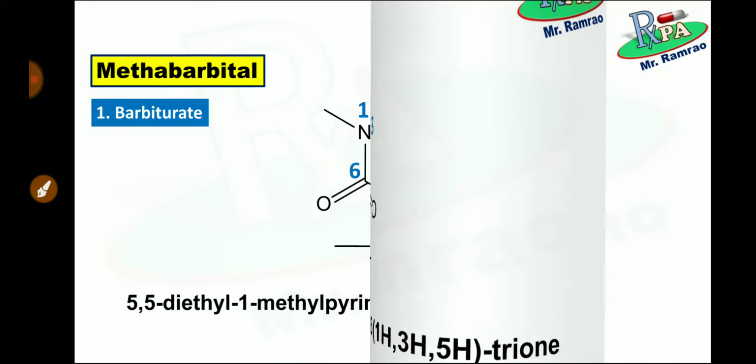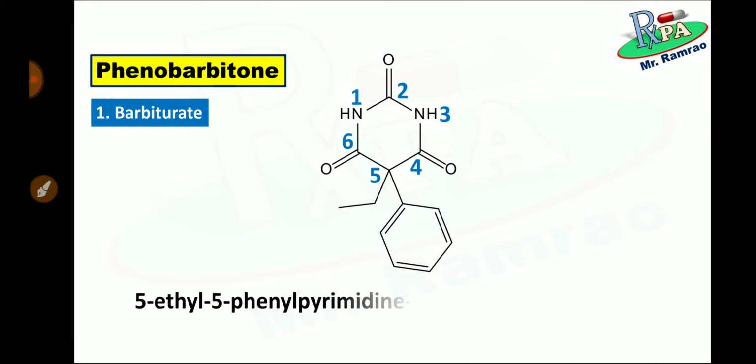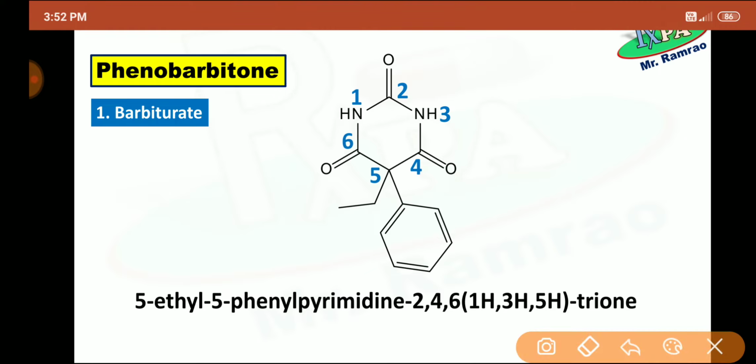Next molecule is the phenobarbitone or the phenobarbital. Both molecules are the same, they are synonymously called phenobarbitone or phenobarbital. Now we'll see what is the difference between the first molecule and the second molecule. We have to remove the methyl group from the nitrogen, and then replace one ethyl group with the phenyl ring on the fifth carbon.